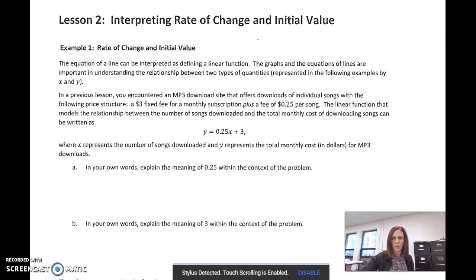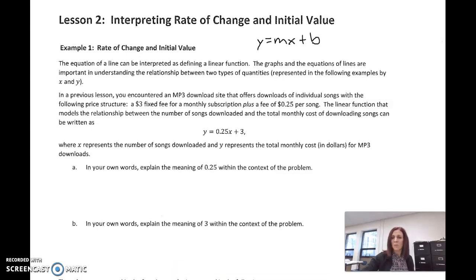the equation we all know and love, right? y equals mx plus b. Okay? We've been doing this for a long time. We know we can graph out of this. We know what our slope is and our y-intercept. And in fact, let's write that down, right?